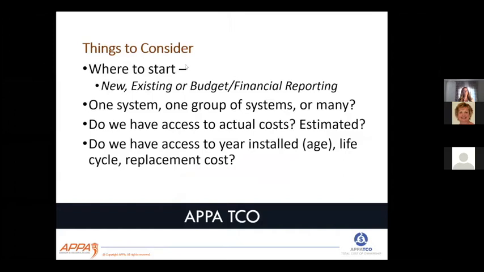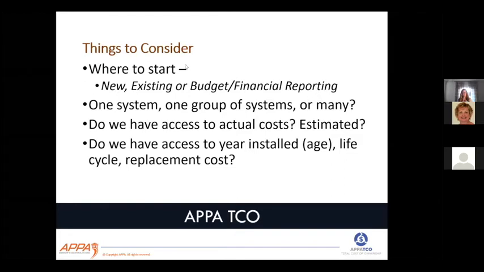So, total cost of ownership can be used with new buildings, new assets, or existing buildings and existing assets. And then also, there's the whole budgeting and finance portion of that as well. Another question you need to ask yourself is, do you want to just do one system or one building or one roof? Or do you want to apply this to your whole campus or maybe one campus out of many campuses? And then another question, do you have access to actual costs?